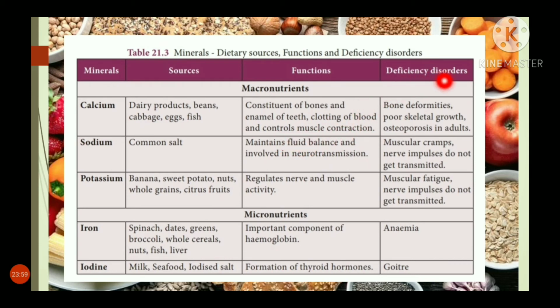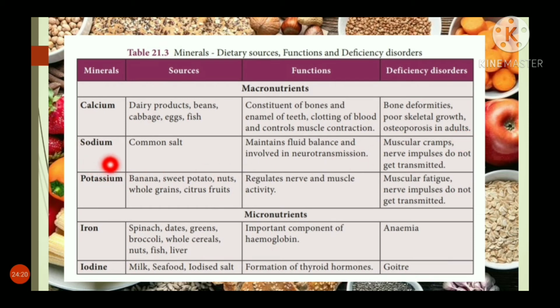What is the deficiency if you don't have calcium related foods? Bone deformities. Bones will not be proper, they will be very weak. Poor skeleton growth. Osteoporosis in adults. That is, their joints will start paining when you grow old.